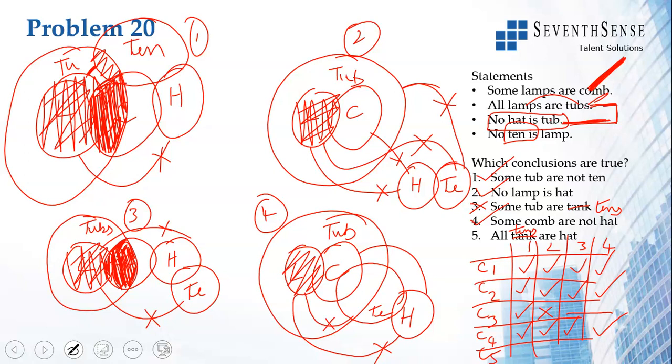Let us look at the fifth. All tens are hats. In the first diagram itself you see that there are some tens which are not hats. So you will have all of these tens which are not hats. In the first diagram itself it is false. Hence this conclusion is also false. Conclusions which are true are 1, 2 and 4.